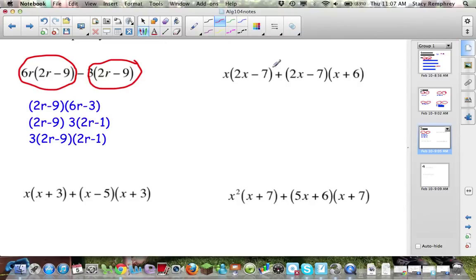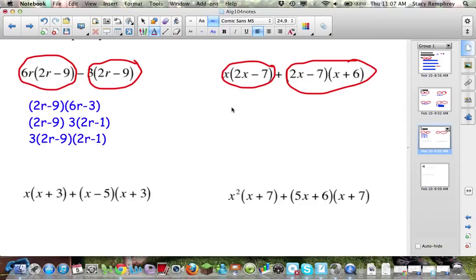Now, the second one seems crazy, but it's the same idea. This expression is being added with this expression. And just follow your same idea. Okay, what is in common? 2x minus 7. Okay, when I divide that out of this term, I'm left with x. Then there's the plus. Okay, I divided the 2x minus 7 out of here. I'm left with x plus 6.